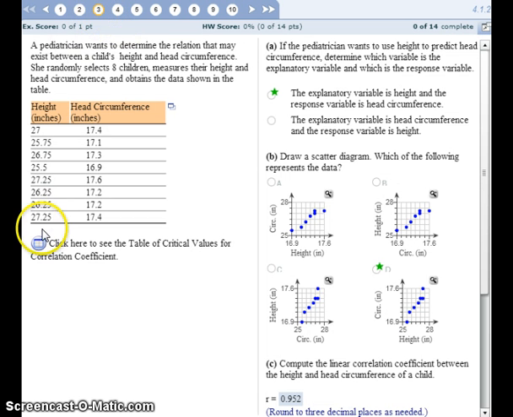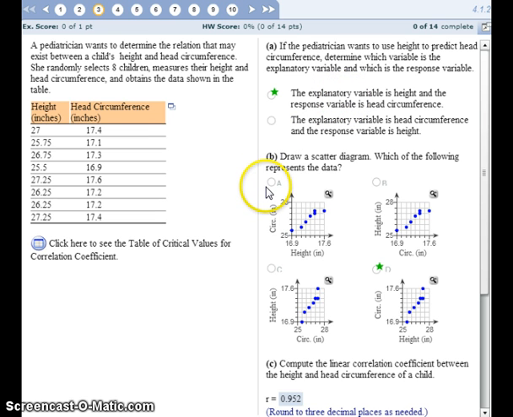For number 3, we have a table of data here, and this is what correlation is all about, trying to look at two different variables and see if they're correlated, what kind of relationship exists between them. And here we're trying to see if we can use height to predict head circumference. So if we could look at a child's height and from that have a good estimation of what their head circumference would be. So based on the data we have, it says we're going to choose height to predict head circumference, which means the explanatory variable is height, and we're predicting head circumference. So the response variable is head circumference.